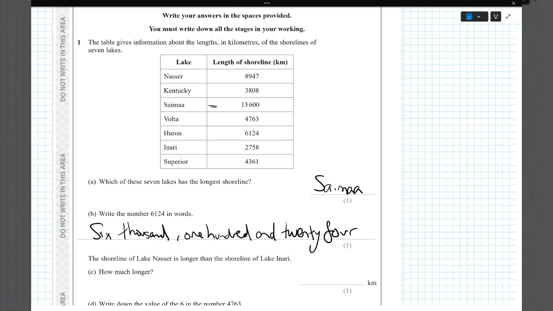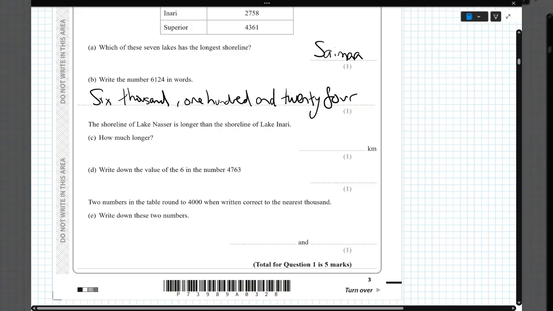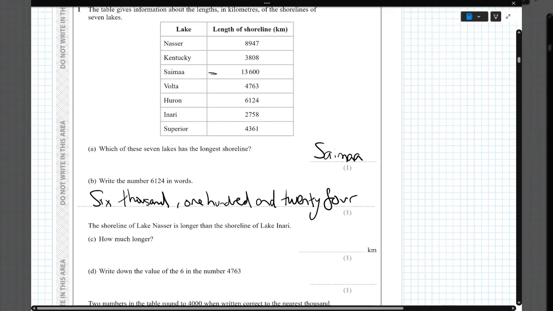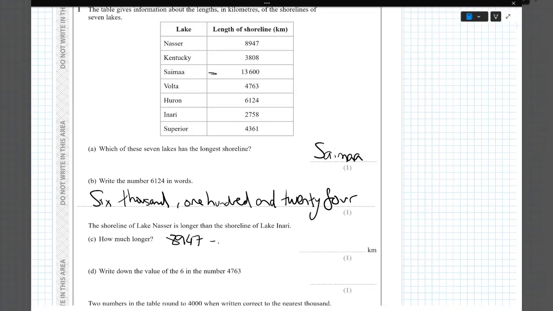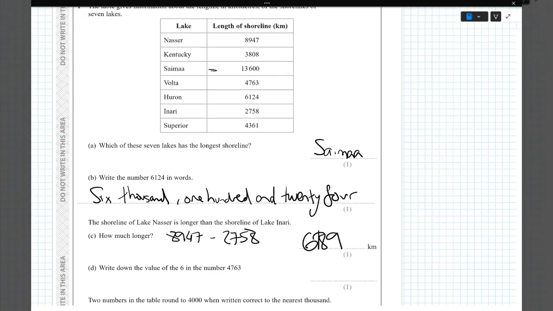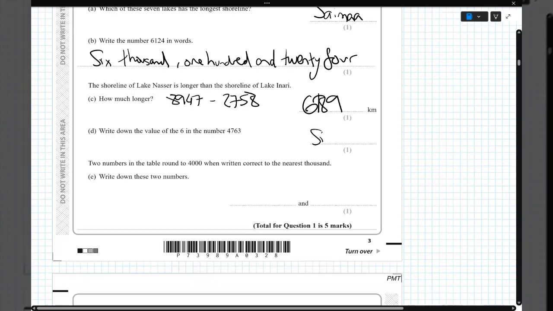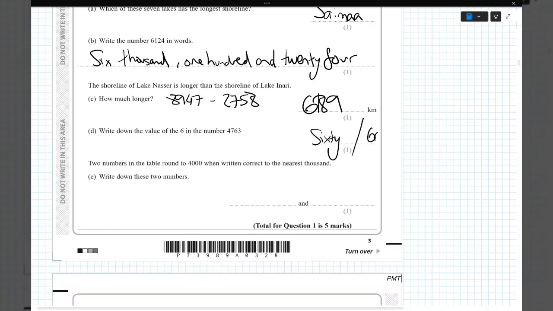And they'll allow you to misspell it just a little bit, just as long as you're not spelling 4 SIX, then we're okay. The shoreline of Lake Nasser is longer than the shoreline of Lake Inari. How much longer? So Nasser, 8947, take away Inari, which is 2758. And I'll harp on about this. I'm putting this into the calculator. 2758. And that gives me 6,189. Okay, so don't take any risks. Write down the value of the 6. This is 60. They will allow 60.